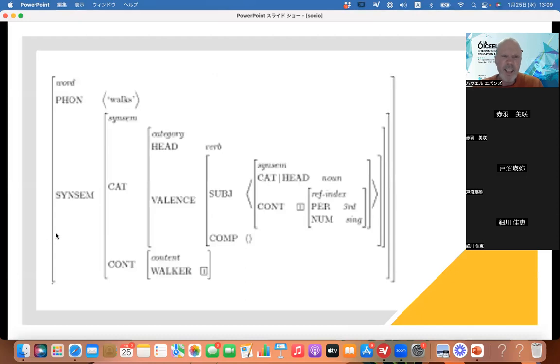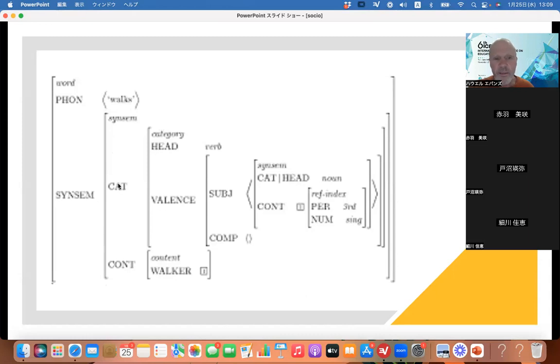For example, you've got things like this. This would be head-driven phrase structure grammar, where language is treated as a system of signs, essentially. So you've got a word like walks, for example. There's phonological information, the sound information there. And then you've got the SYNSEM, which is the syntactic, grammatical and semantic information. So category is the syntactic and grammatical information, and then content is the semantic information.